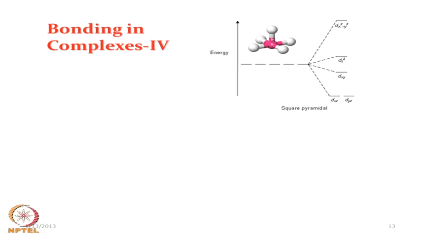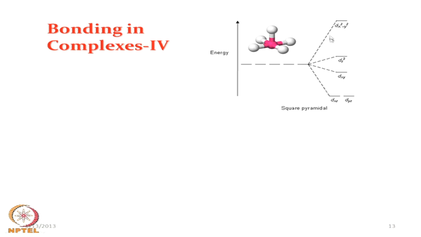So, this particular orbital will be stabilized. The orbitals having a z component will definitely be stabilized. So, from the eg set, dz square will be stabilized. So, dz square will be of lower energy compared to dx square minus y square. Similarly, from the t2g set, the orbitals having the z component, like dxz and dyz, would be stabilized compared to dxy.